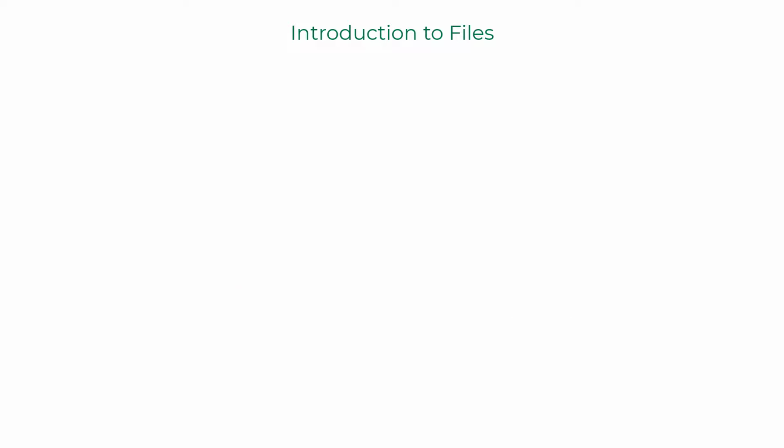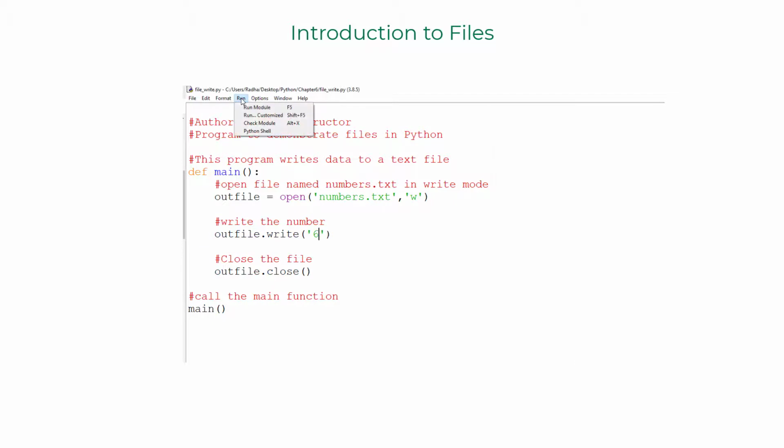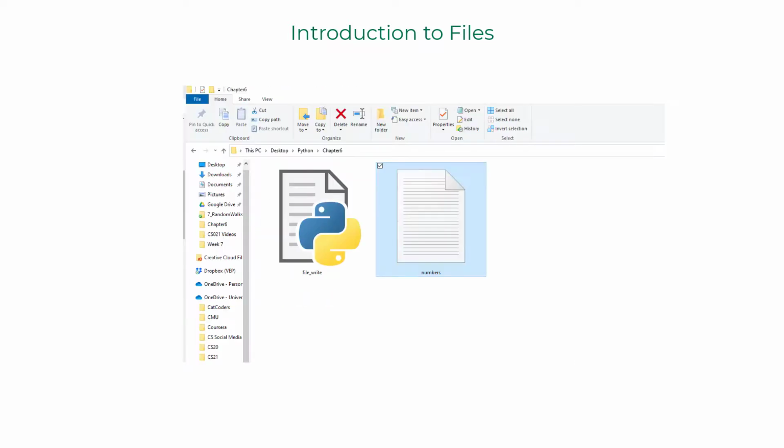Take a look at this example. I have a text file here which contains the numbers 1 to 5 in separate rows. I have this program that writes data to this file. The data is the number 6. When I run this program, instead of adding 6 to it, it overwrites all the contents and you only see the number 6 in it.